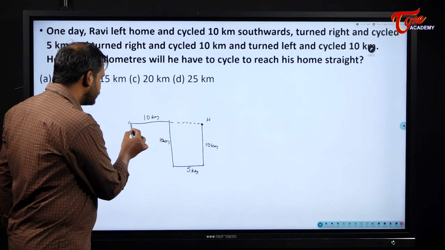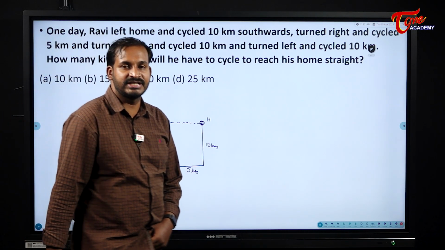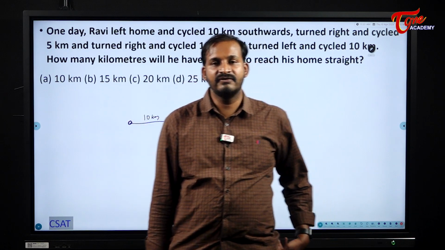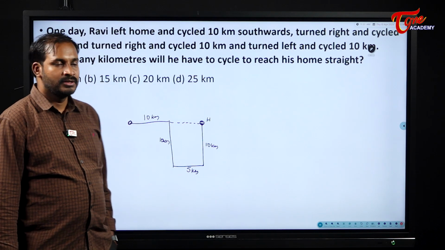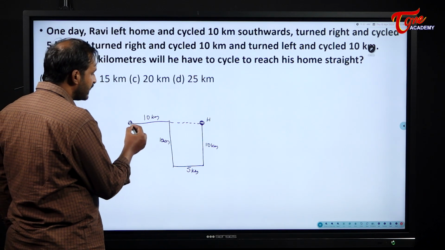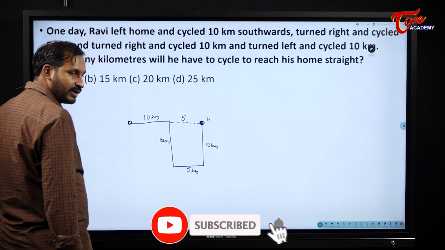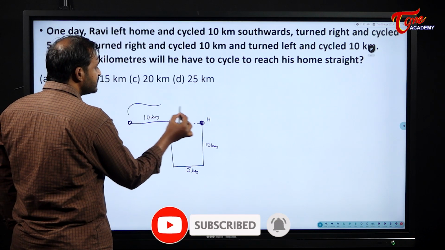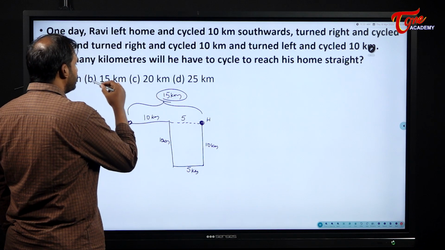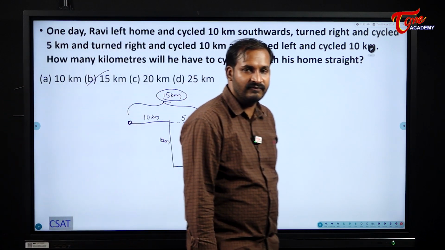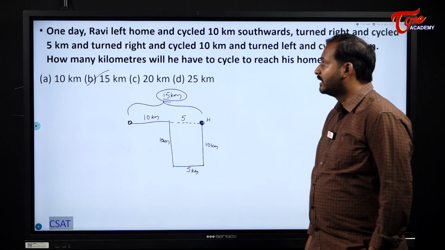See here, from here he should reach his home straight. This is nothing but you need to find the displacement. I hope you know the difference between distance and displacement. Distance means the overall distance. Displacement means the shortest path. So to go to his home, he can directly move from this point to this point. If this is 5, what about this? This also becomes 5. So how much distance does he need to travel to go back to his home? 15 kilometers. If he rides the cycle for 15 kilometers, he will go back to his home. Understood? Next one.